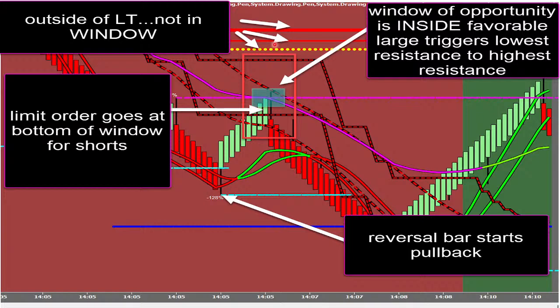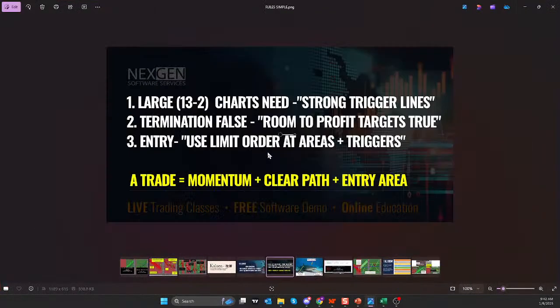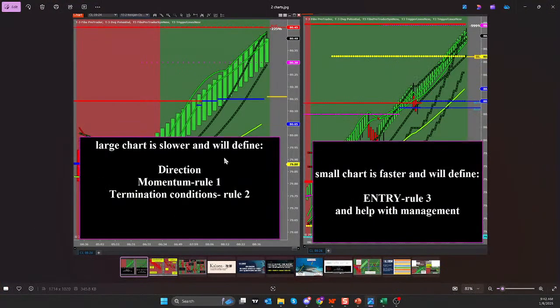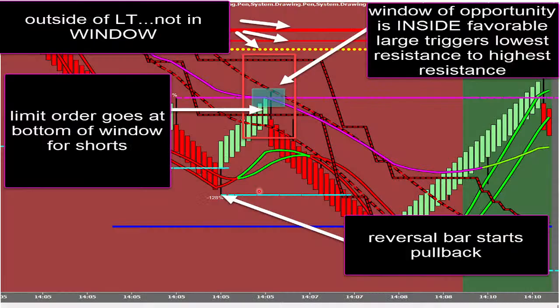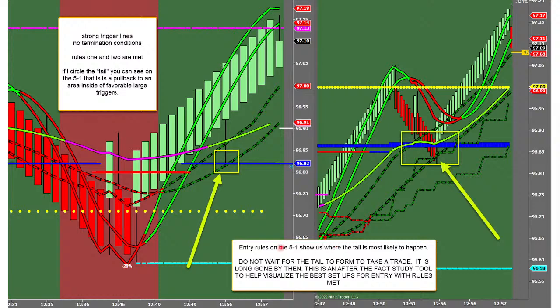Guys, this is your high probability trend trade. This is 3 rules. That's it. 3 rules on only 2 charts to put you into the highest probability trade that we can take. You've got to study it.